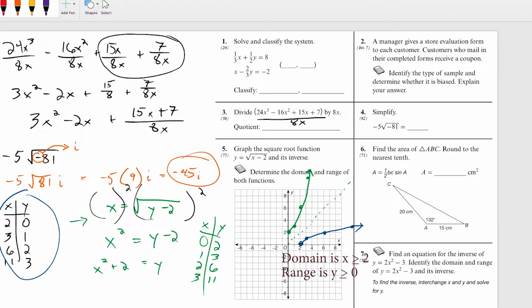Okay? So then you just swap that for the inverse function. So your domain for your inverse function is what your range was for your original function. So look at the green equation. So your domain is x is greater than or equal to 0, and your range is y is greater than or equal to 2. Good, good, good, good.